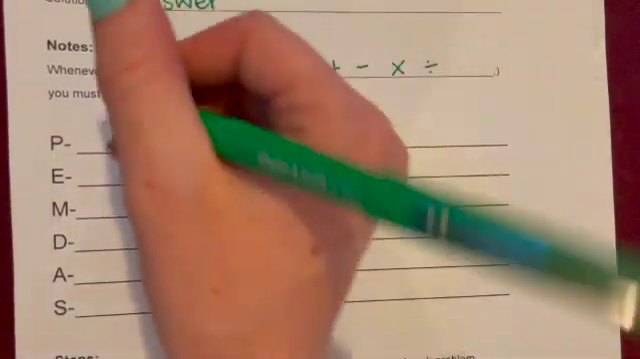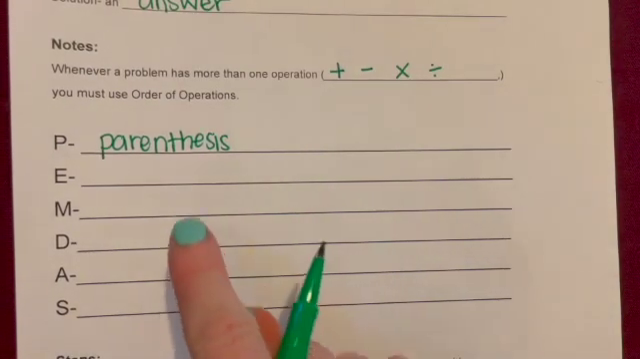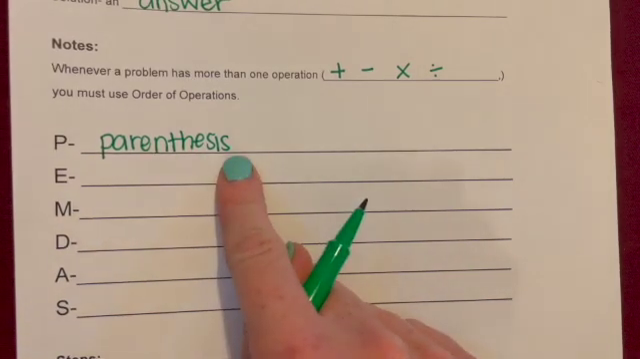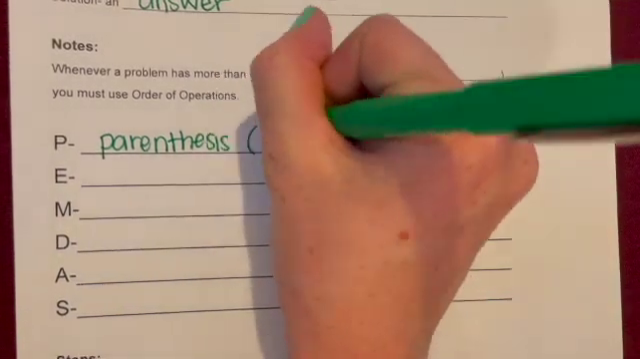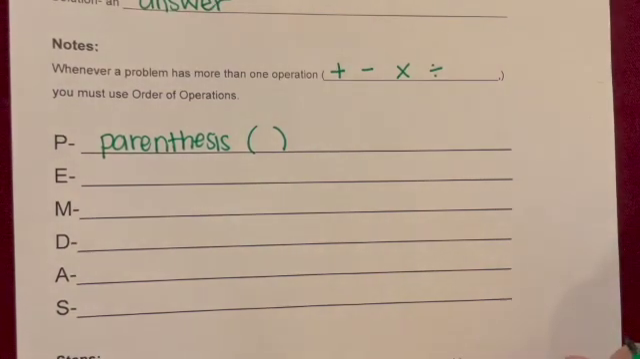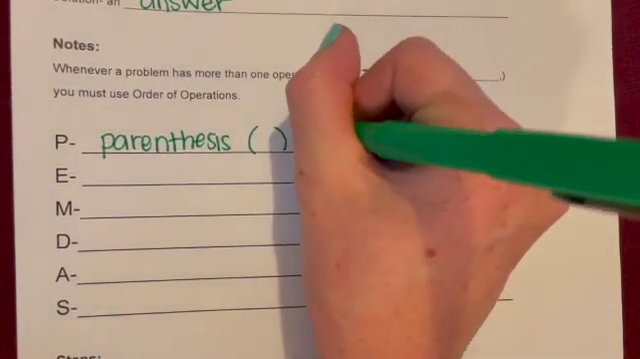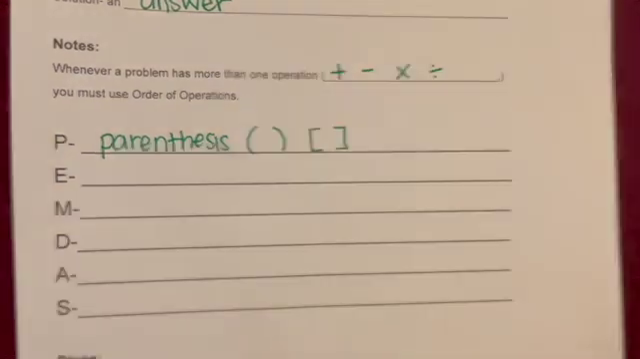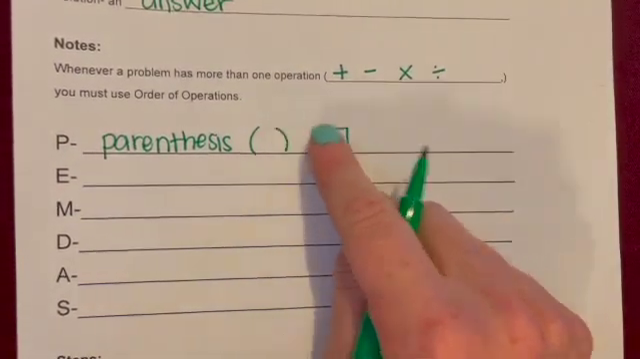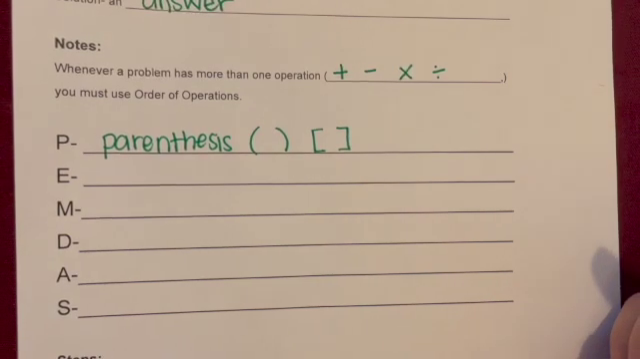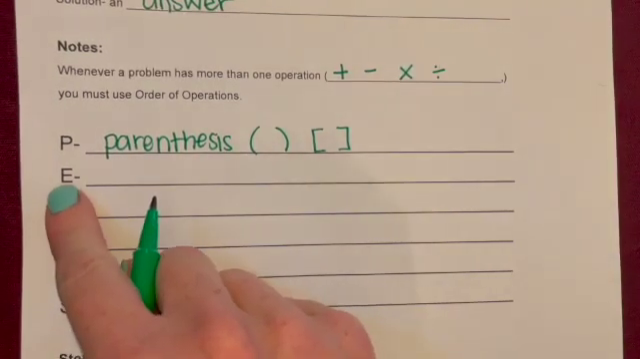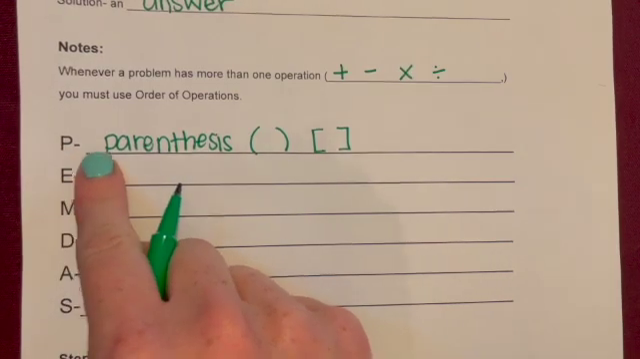So the P stands for parentheses. And remember, we just talked about this. Sorry about that, but it should get clear now. Parentheses, we just learned about parentheses. This is our symbol for parentheses. And remember that there are also brackets that are in the parentheses family. We used these parentheses and brackets when we did expanded form last unit. So first we'll come up with our parentheses.